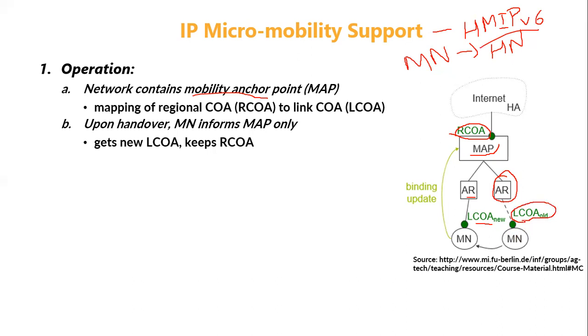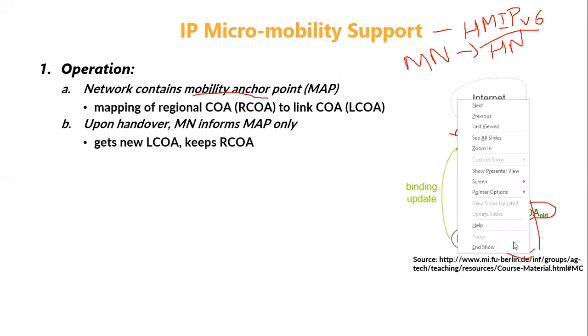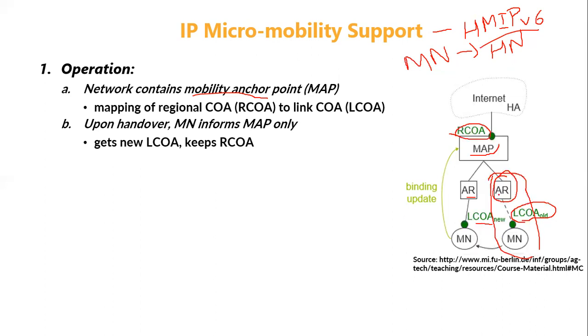But later, after some amount of time, the mobile node has moved from this AR to this AR. This is one geographic area, controlled by this access router. But after some time, it has moved to some other AR. When it has moved to the new AR, it will automatically be allocated a new LCOA, a new local care of address.